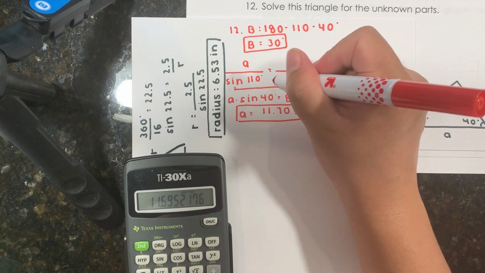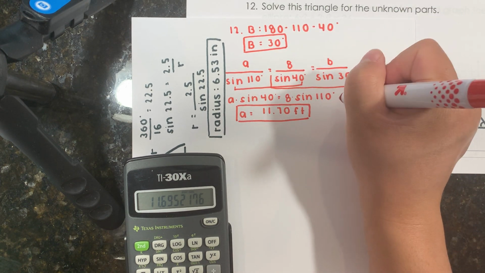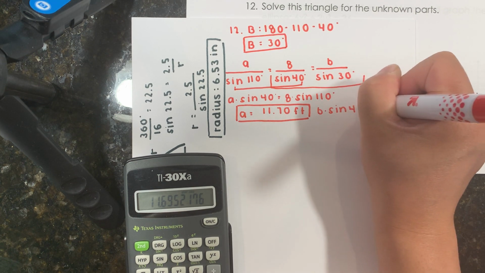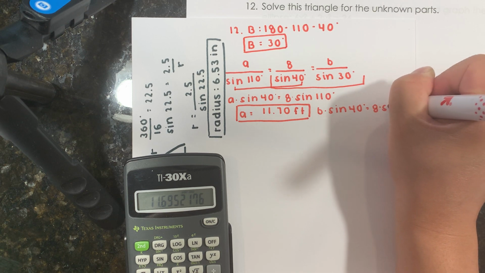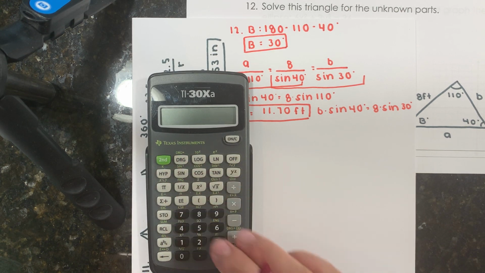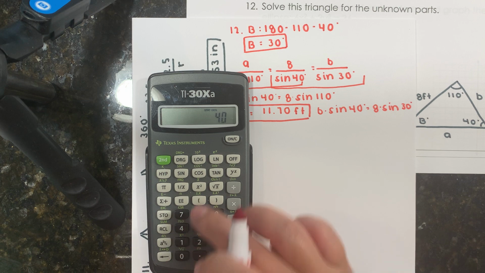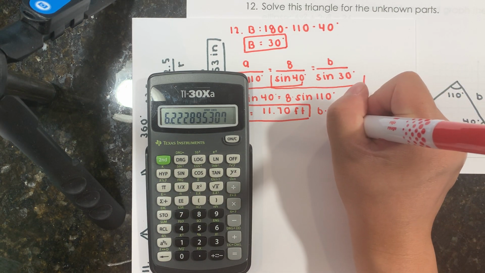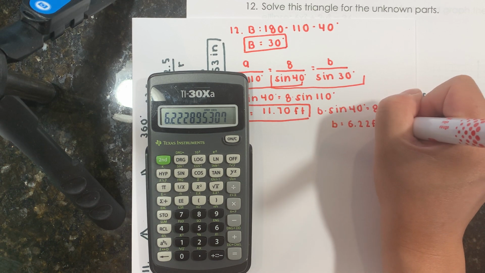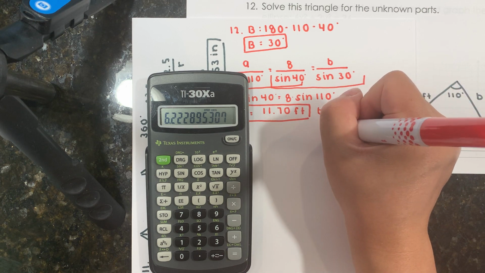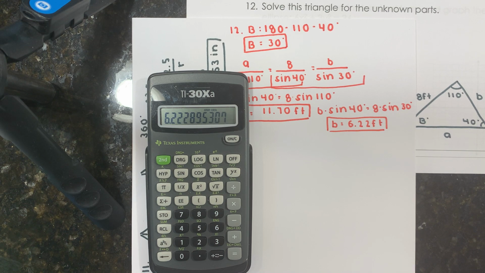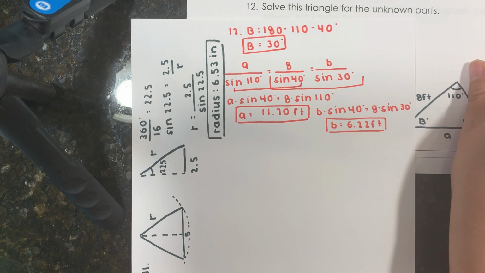Now to solve for B, I'm going to cross multiply these two. So that would be B times sine of 40 equals 8 times sine of 30. So I'm going to do 8 times sine 30, divided by sine 40, and for B, I get 6.22 feet. So law of sines, the first one was just using the fact that a triangle adds up to 180 degrees.